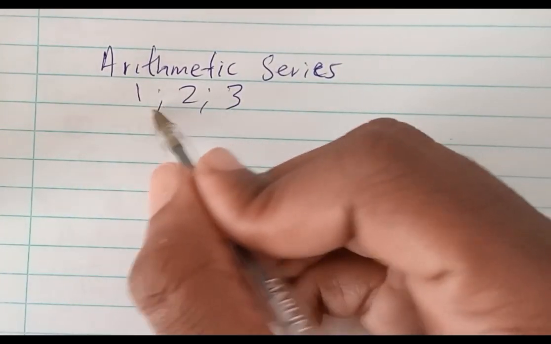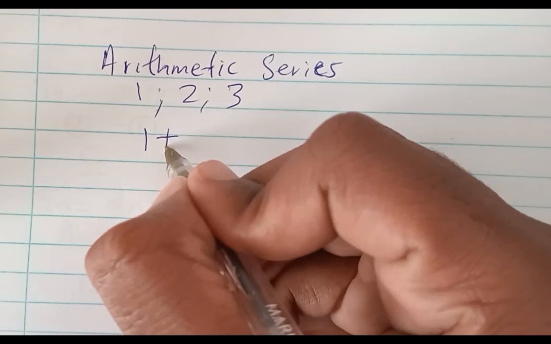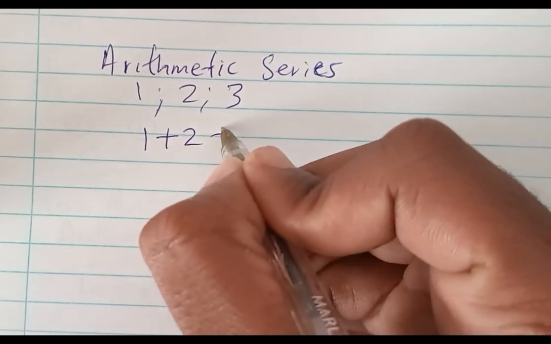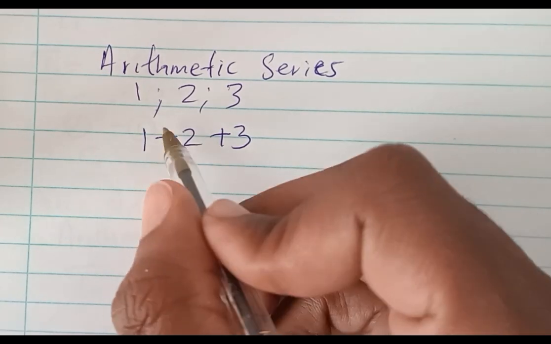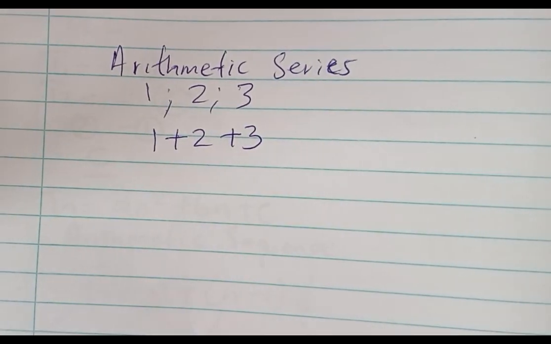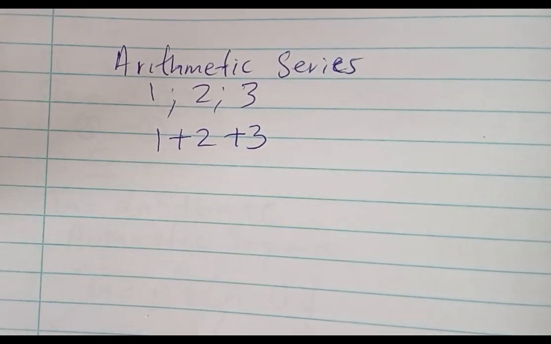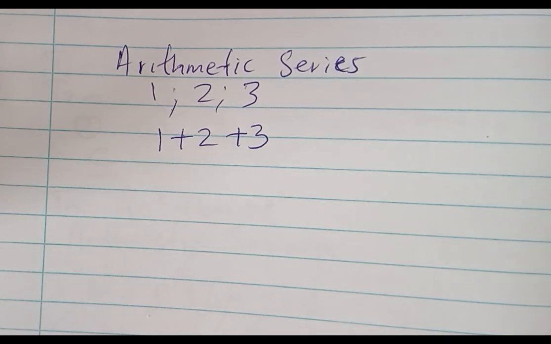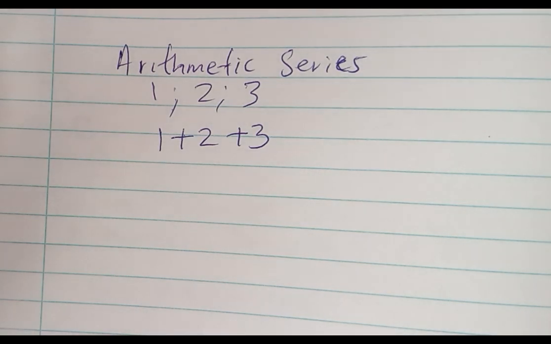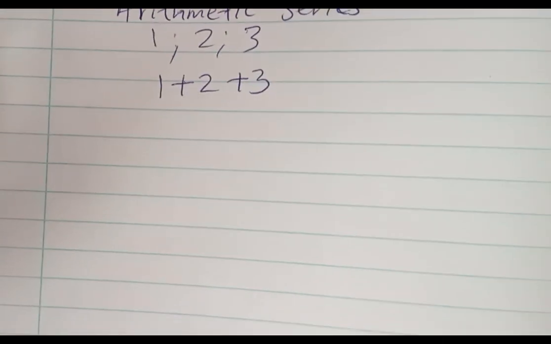So on series we don't use these dots, we use plus or minus. If it's negative it will be minus, if it's positive it will be plus. Those are the sequences for arithmetic series. And you should know the formulas of arithmetic series.